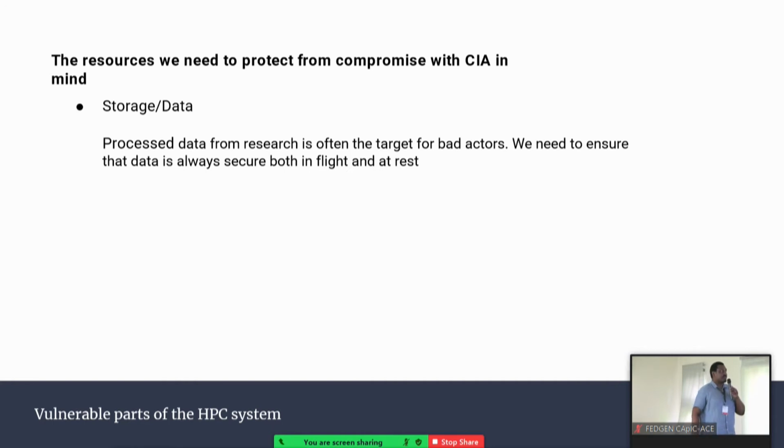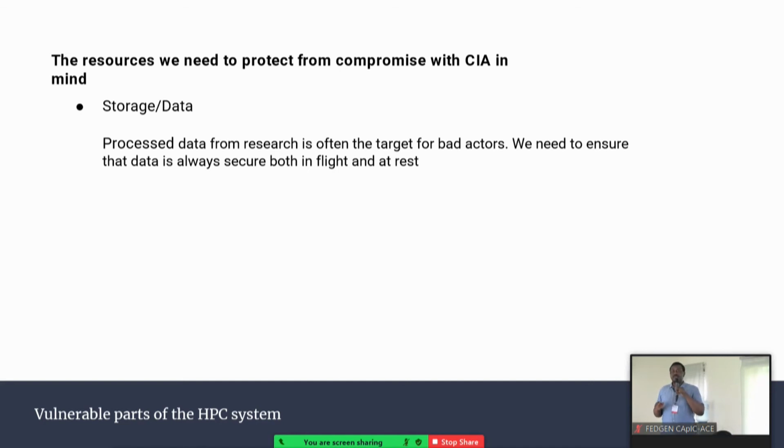So what are the resources we need to protect from compromise? Data. Processed data from research is often the target for bad actors. We need to ensure that data is always secure both in flight and at rest. In practice, data is not always in storage alone. Sometimes data could be in the RAM, or in flight, which is in the pipes, in transit. And it can be stolen from any of those parts.